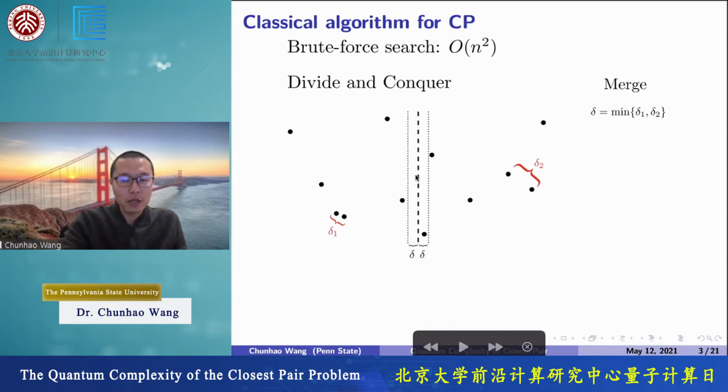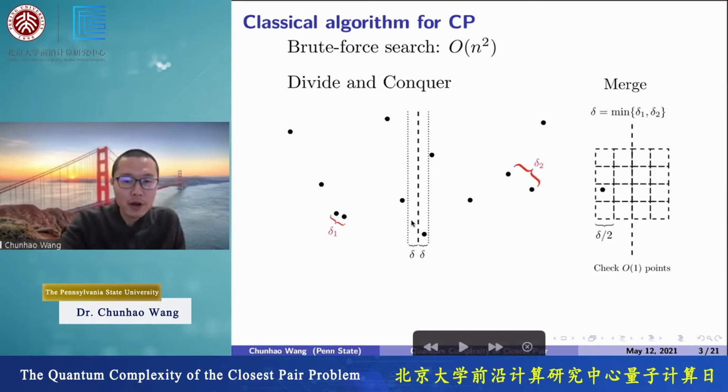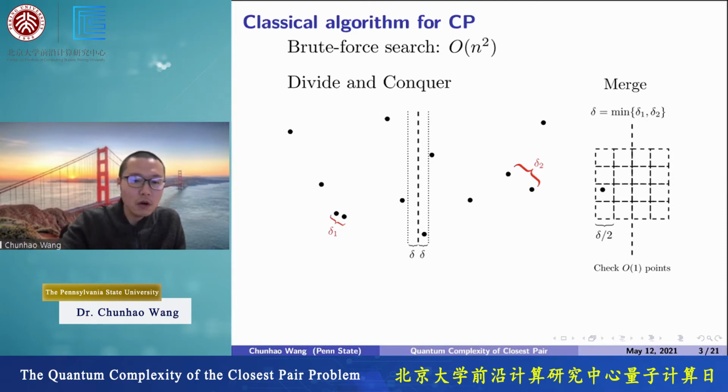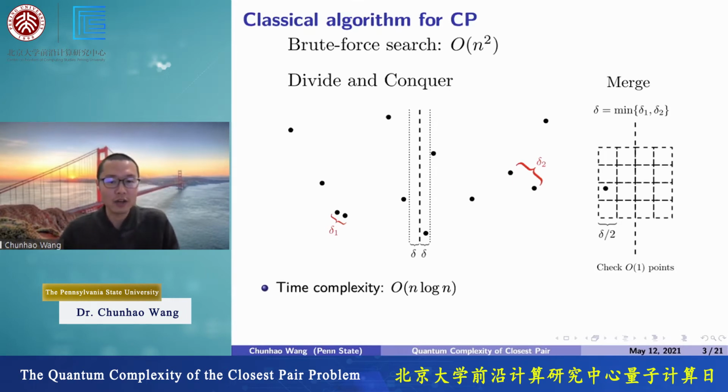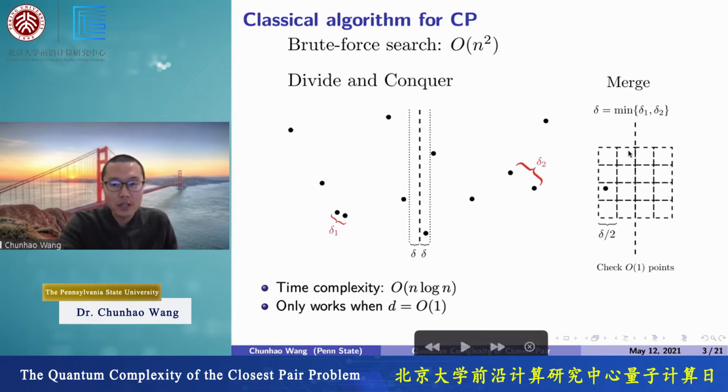To check the boundary case, we define a delta strip just on the two sides of the boundary. Then for each point in the strip, we only need to check a constant number of neighbors. If you work out the recurrence relation, you can know that the time complexity of this divide and conquer is n log n. This approach only works for constant dimensions, because for higher dimensions, this checking part takes a lot of time.